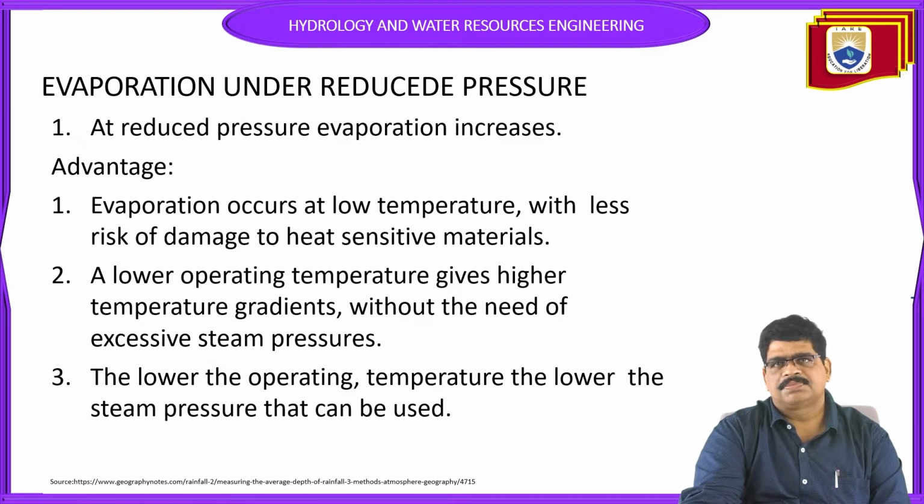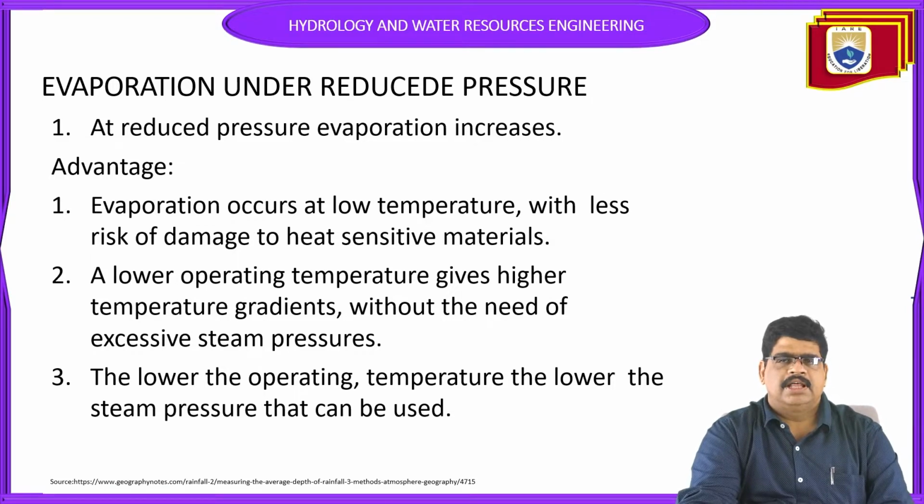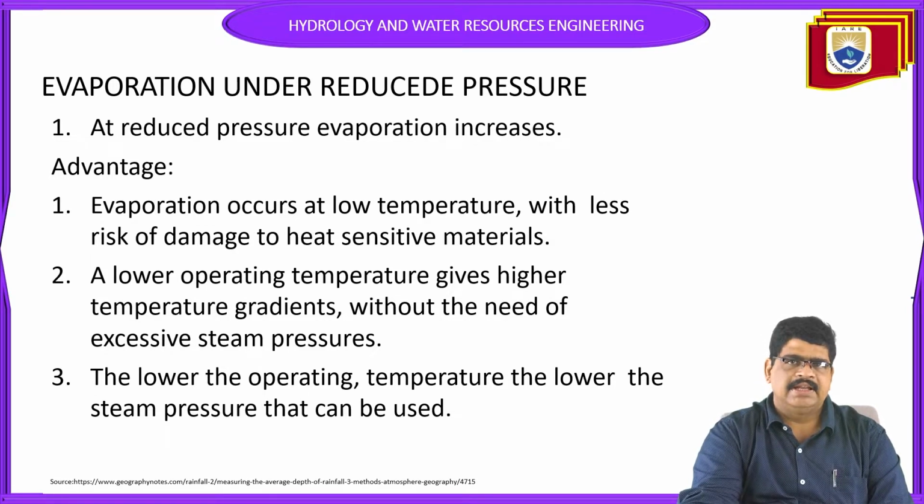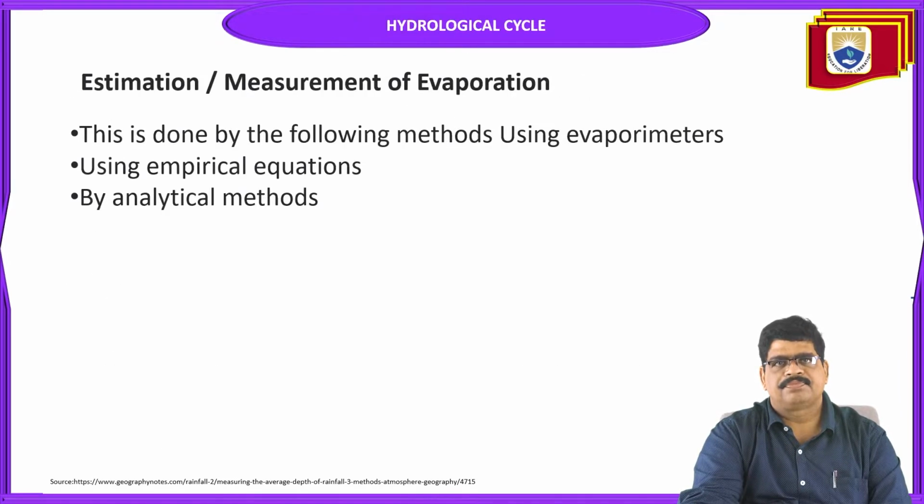Evaporation under reduced pressure. The reduced pressure increases the advantage of evaporation. Evaporation occurs at low temperature with less risk of damage to heat-sensitive materials. So the low operating temperature gives a high temperature gradient without the need for excessive steam pressure. This is one of the major points of operating under reduced pressure. With a low operation temperature, lower steam pressure can be used under reduced pressure.